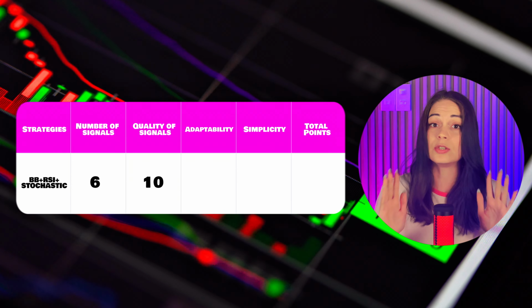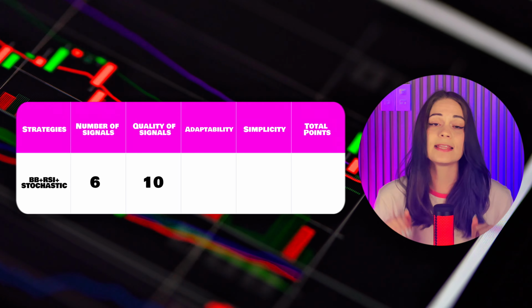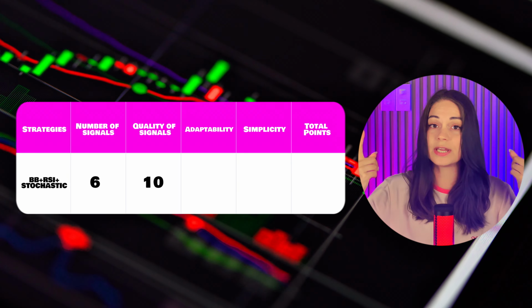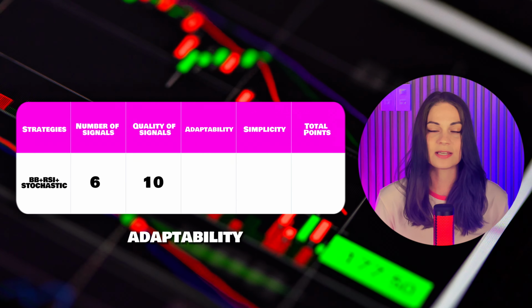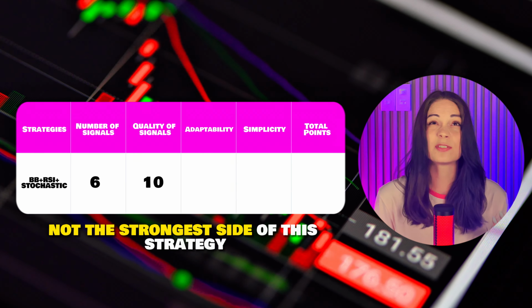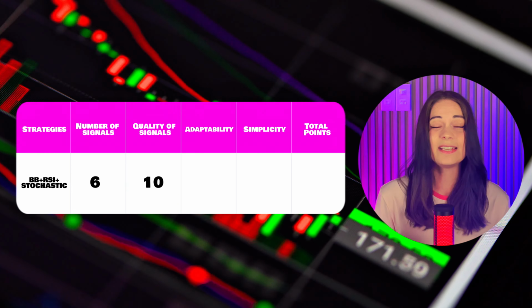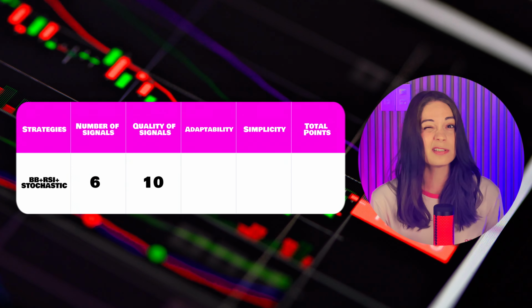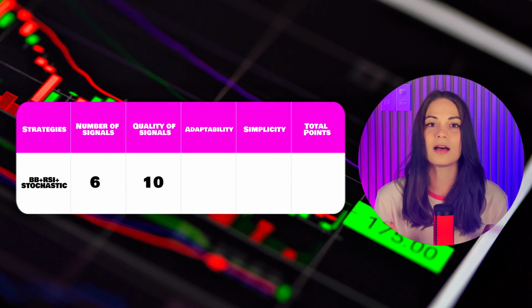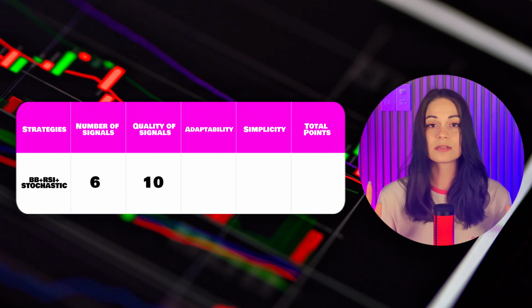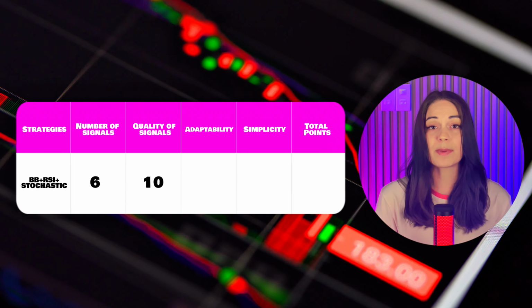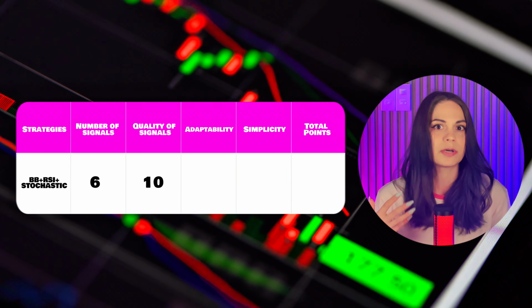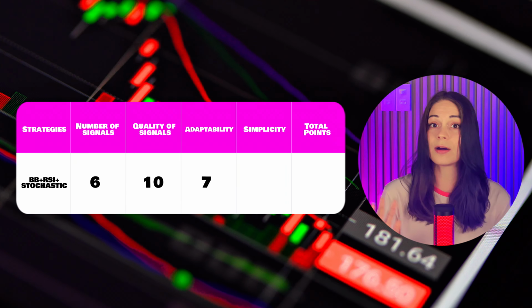So if you decide to use it and improve it, then I think it's quite possible to raise the win rate up to 70 or even more. Next one is adaptability. Adaptability is perhaps not the strongest side of the strategy. It works nicely in a trending market, but there are quite a lot of false signals in the flat. Sometimes there were series of losses, which are especially dangerous when using martingale. So I'll put 7 out of 10 here.